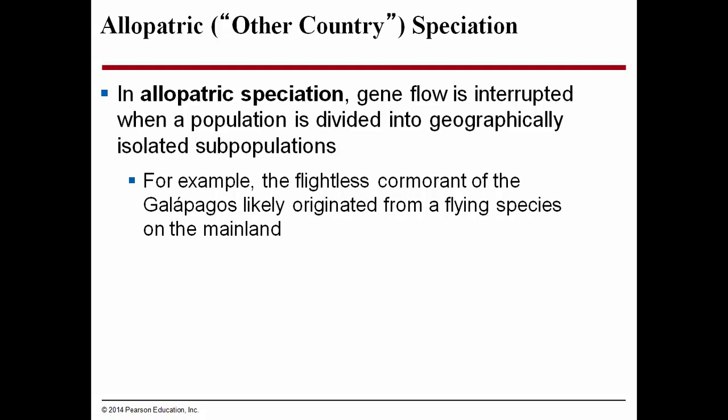In allopatric speciation, gene flow is interrupted when a population is divided into geographically isolated populations. For example, the flightless cormorant of the Galapagos likely originated from a flying species on the mainland. So that flying cormorant flew to the Galapagos Islands, and there it became distinct. It found enough resources to survive. There was never any other communication besides that original event, and it evolved separately through allopatric speciation.